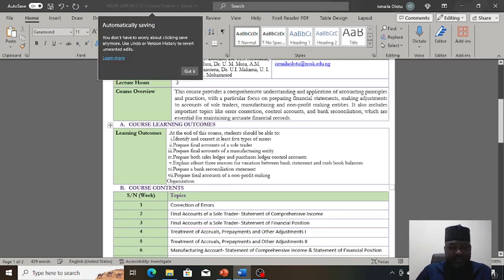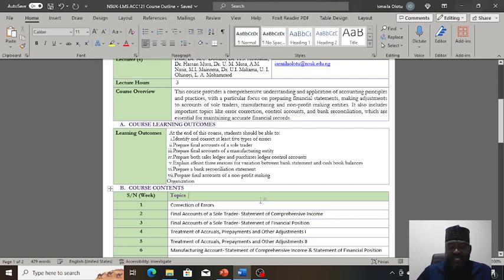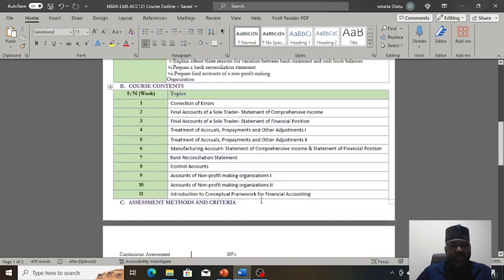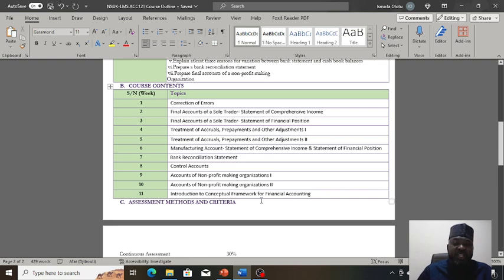The topics to be covered for the weeks we have in this semester include correction of errors, which will be taken in week one. In week two, we'll be looking at final accounts of a sole trader. Specifically, we'll focus on statement of comprehensive income, which we used to call trading profit and loss account. Then week three, we'll be looking at final accounts of a sole trader again, specifically focusing on statement of financial position.